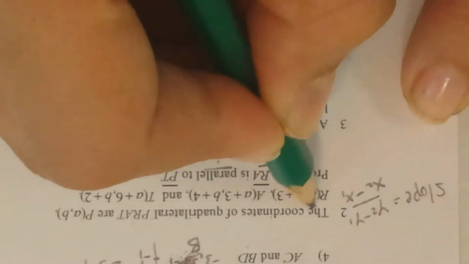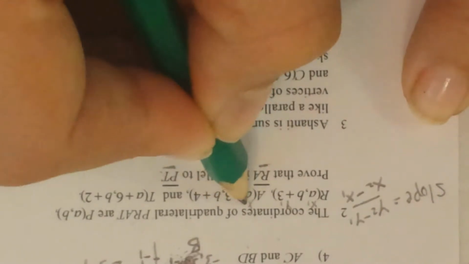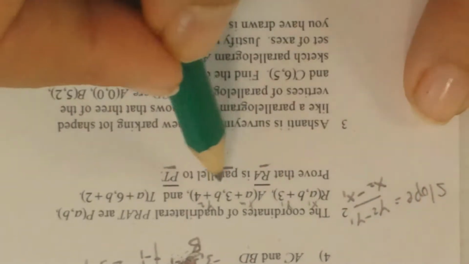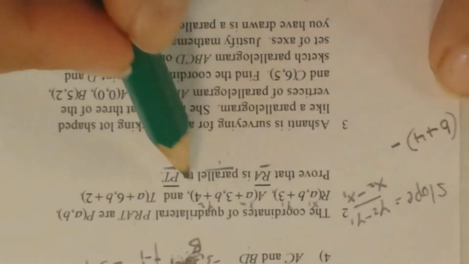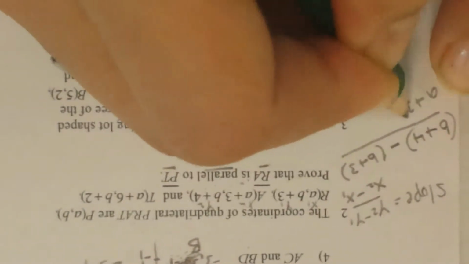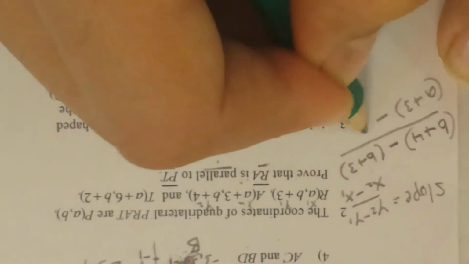All right, then all you're going to do is plug it in. Okay, so R and A, I'm going to go ahead and label this. I'm going to label x1, y1, x2, y2. And then pretty much just put it in. So y2 is going to be b plus 4, minus y1, which is b plus 3, all over x2, which is a plus 3, minus x1, which is just a.